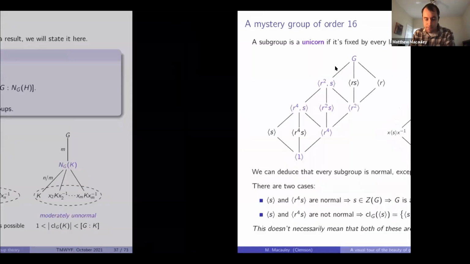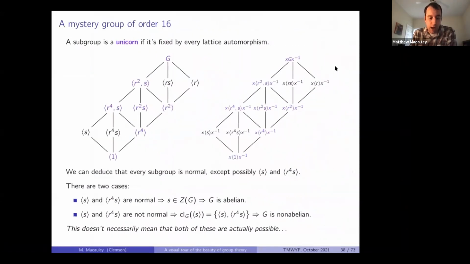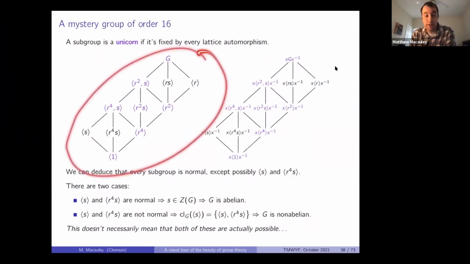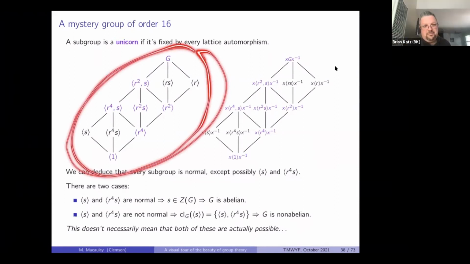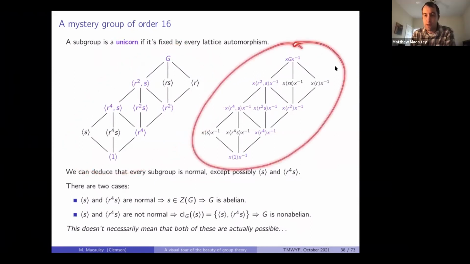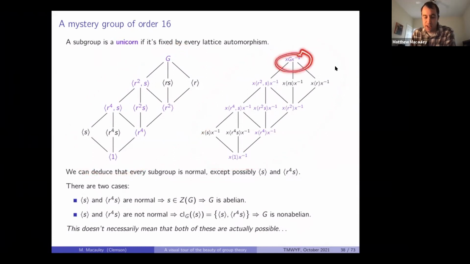So now, here it is. I'm going to define a group. I'm going to say that a group is a unicorn. So I'm going to push boundaries a little bit. This is a subgroup lattice of a mystery group of order 16. And I want to hypothetically imagine conjugating this group by a mystery element X. So if you take an arbitrary element X and you conjugate it, this is what you get. So this is the same group as that, but these things might shuffle.